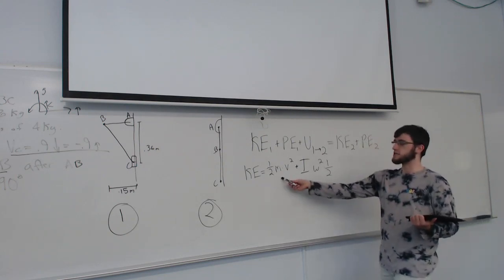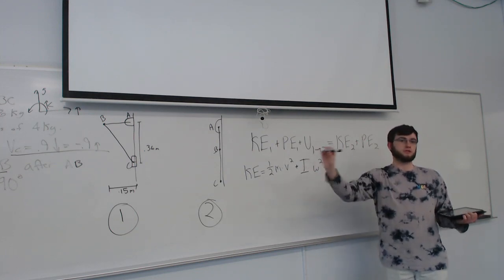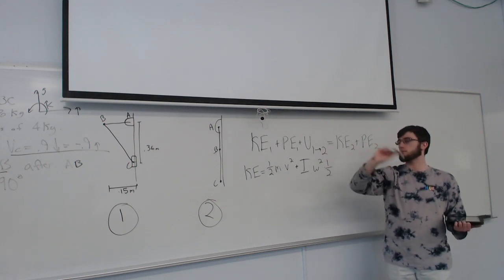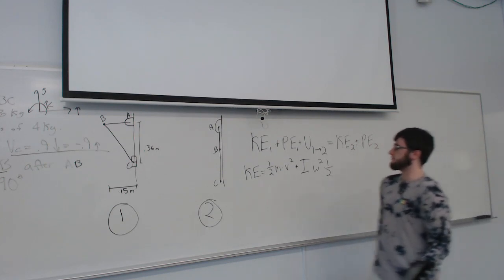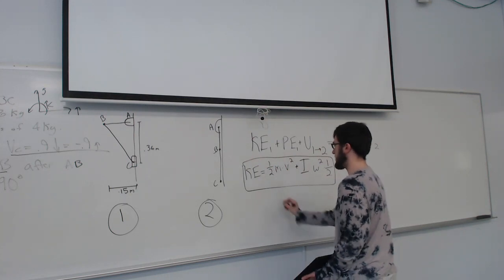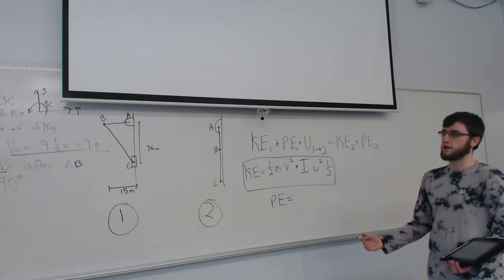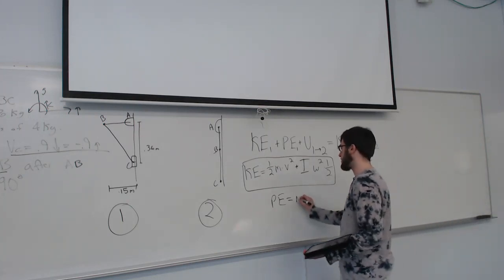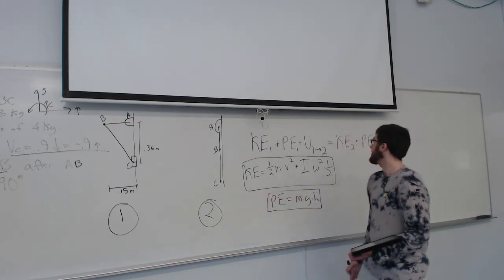So you've got the translational component, just like motion like this, like what this marker's doing right now. And then you've got the angular part. So kinetic energy is both of that. Potential energy really isn't anything crazy. You have potential energy due to springs and stuff, but there are no springs here. It's just gravity. So mass times gravity times height, that's potential energy.